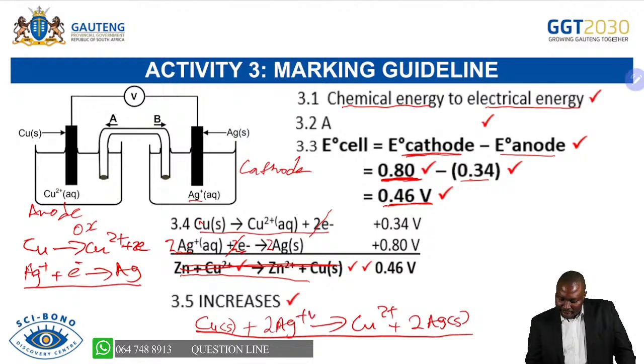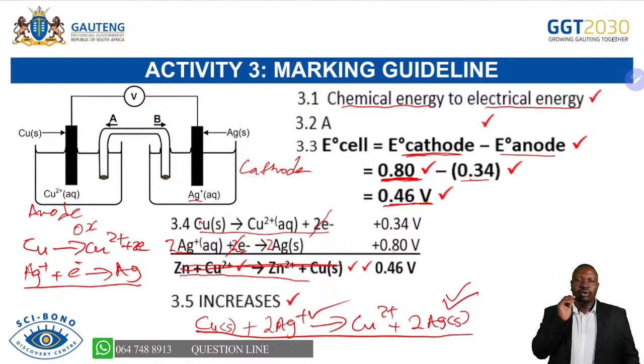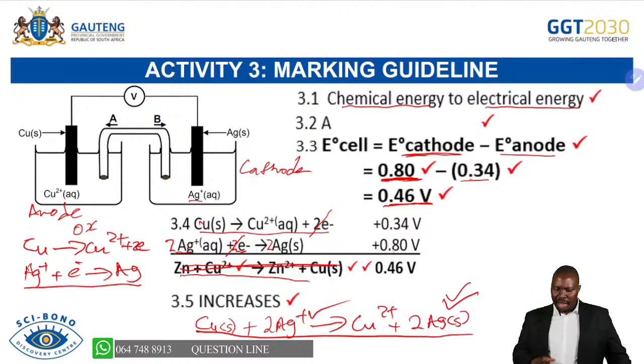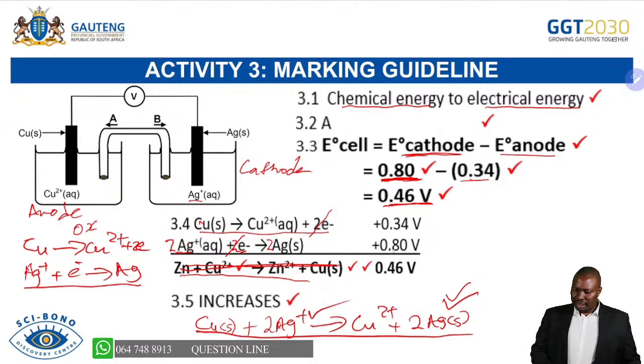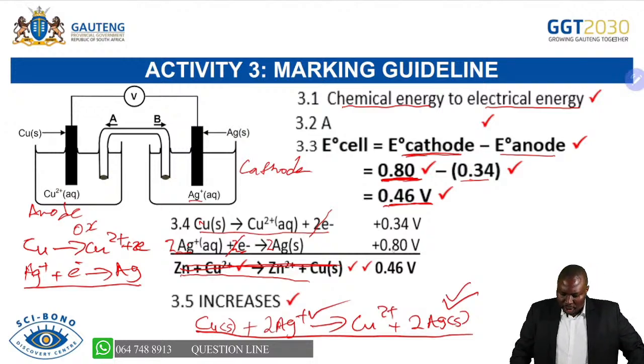Remember, this is 3 marks: 1 for the reactants, 1 for the products, 1 for balancing. For multiplying by 2, we're going to give you 1 mark for doing that. Then you are able to see that this is what is going to happen.